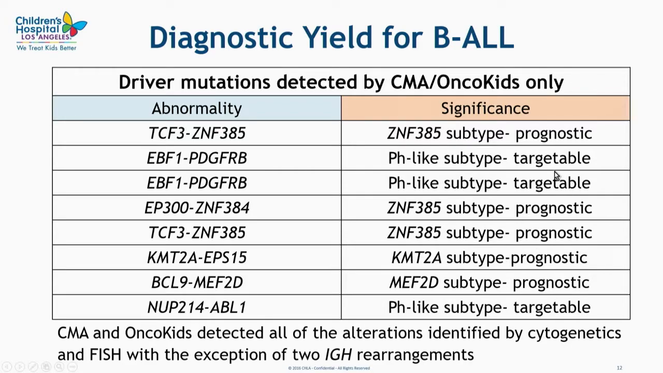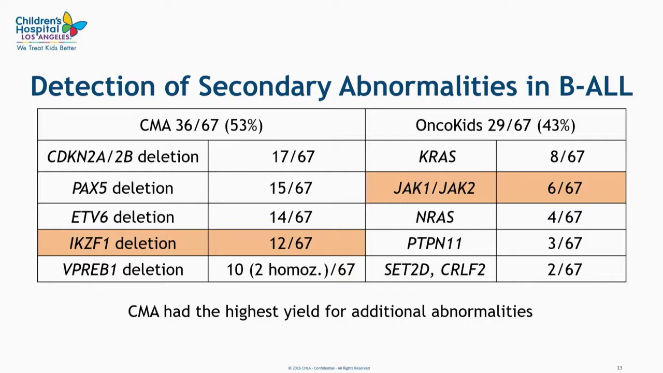So those cases that were only captured by CMA and NGS were several cases of PH-like ALL, ZNF384, and even some MLL cases that were caused by unusual rearrangements, insertions, so they were not captured even by FISH. The other strength of these novel methodologies was in detection of secondary cooperating abnormalities.